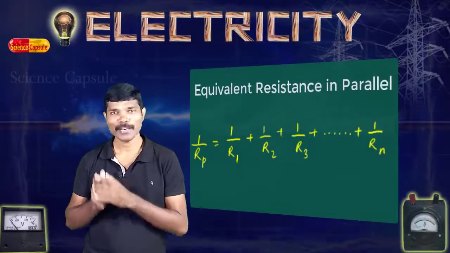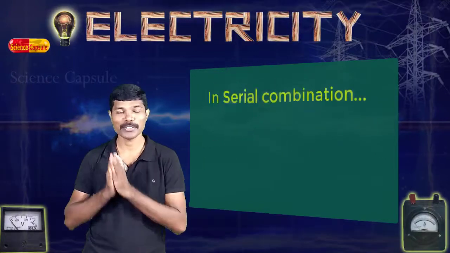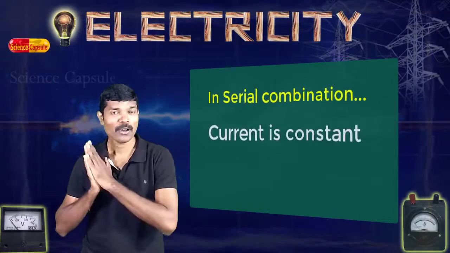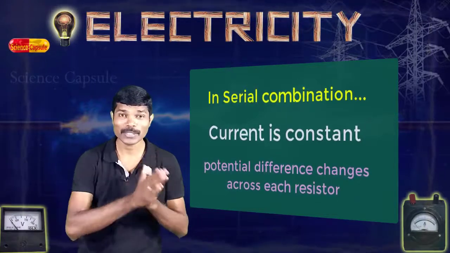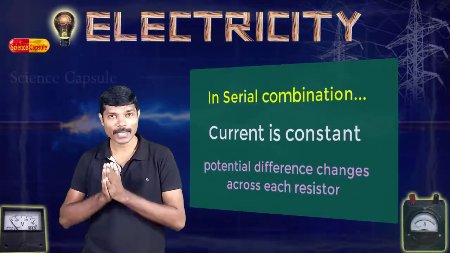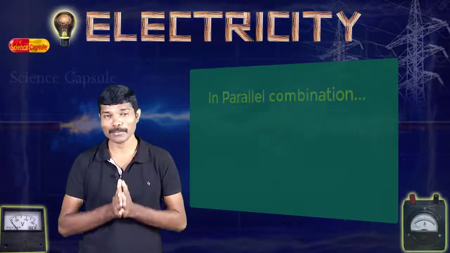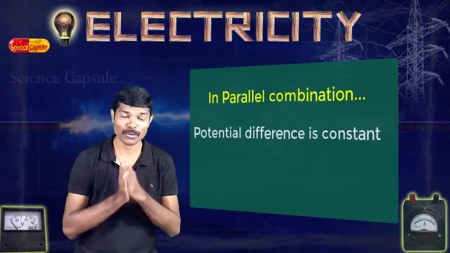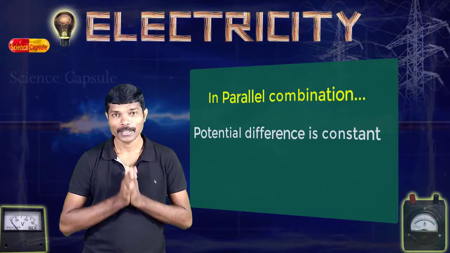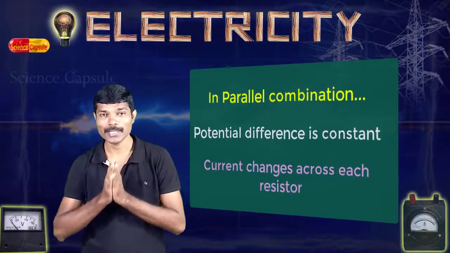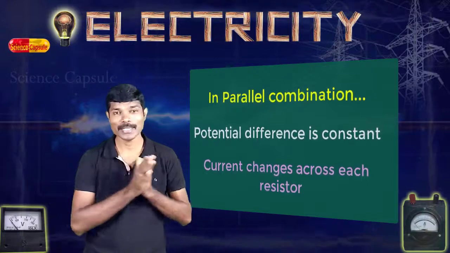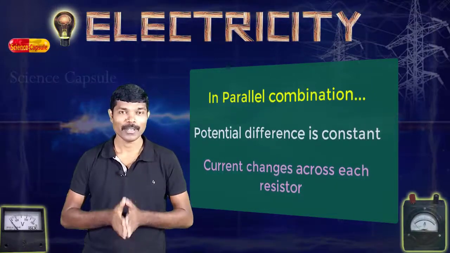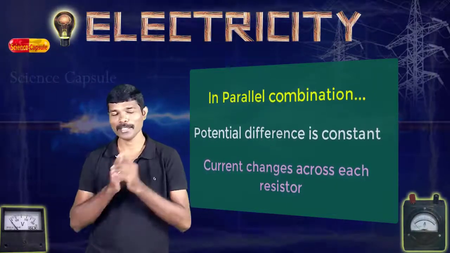Dear students, while finding the total resistance in series combination, we have seen that current remains constant throughout the circuit, whereas potential difference changes across each resistor. Similarly, in case of parallel combination, we have seen that potential difference is constant throughout the circuit, whereas the current changes across each resistor. Why do we see such changes in series and parallel combination? The answer to this we will see in another video.